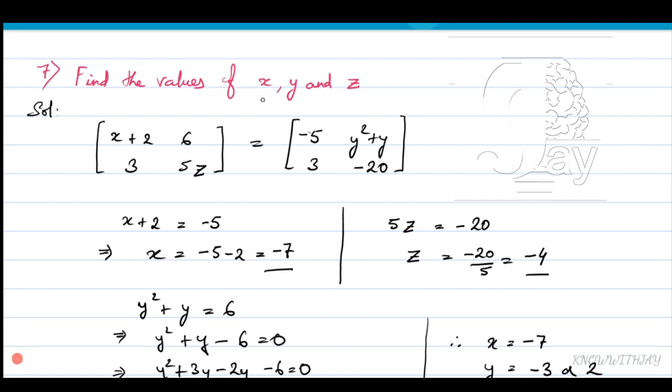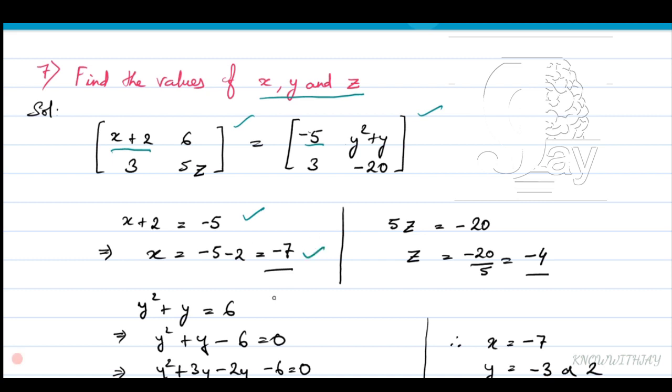Now in question number 7 also we have to find the values of the variables, where we have two equal matrices and three variables, x, y and z. Now if we compare the first element of both the matrices, we can easily find the value of x. That's x plus 2 equals minus 5, and hence we have x equals minus 7.